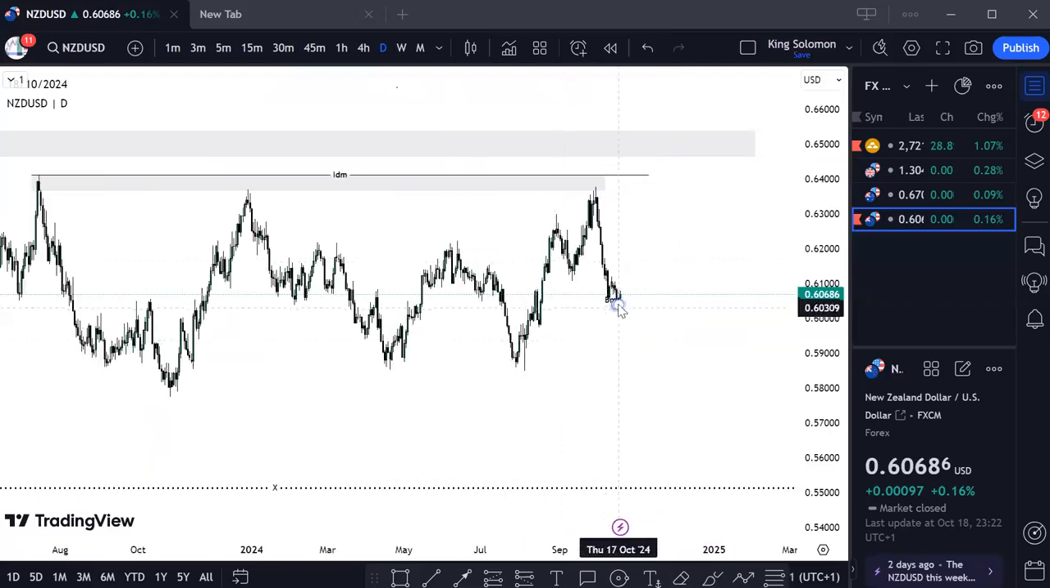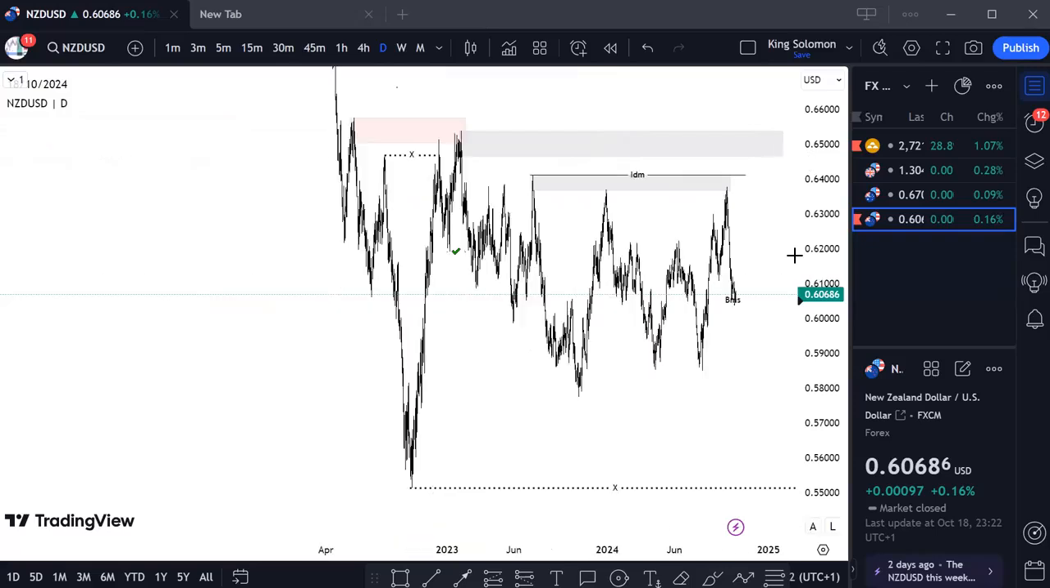Maybe you want to see price clear this high, you might be anticipating price taking out this high. All right, that's in the coming days, in the coming weeks, I mean, even in the coming months here, since this is on the higher time frame.